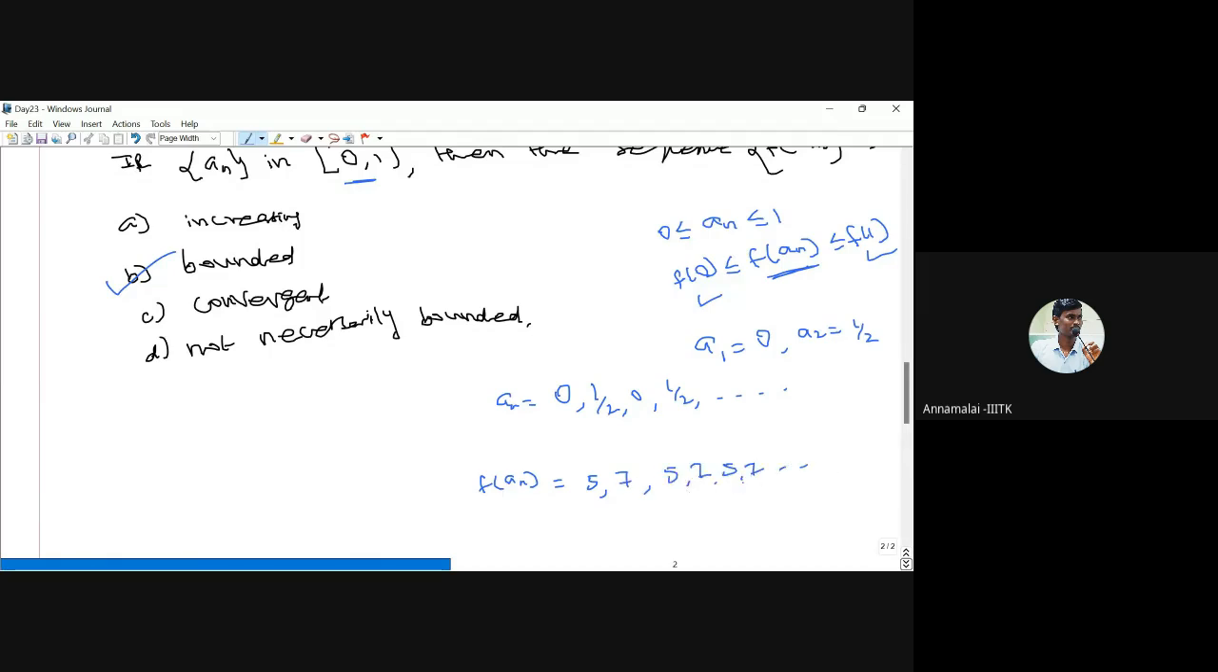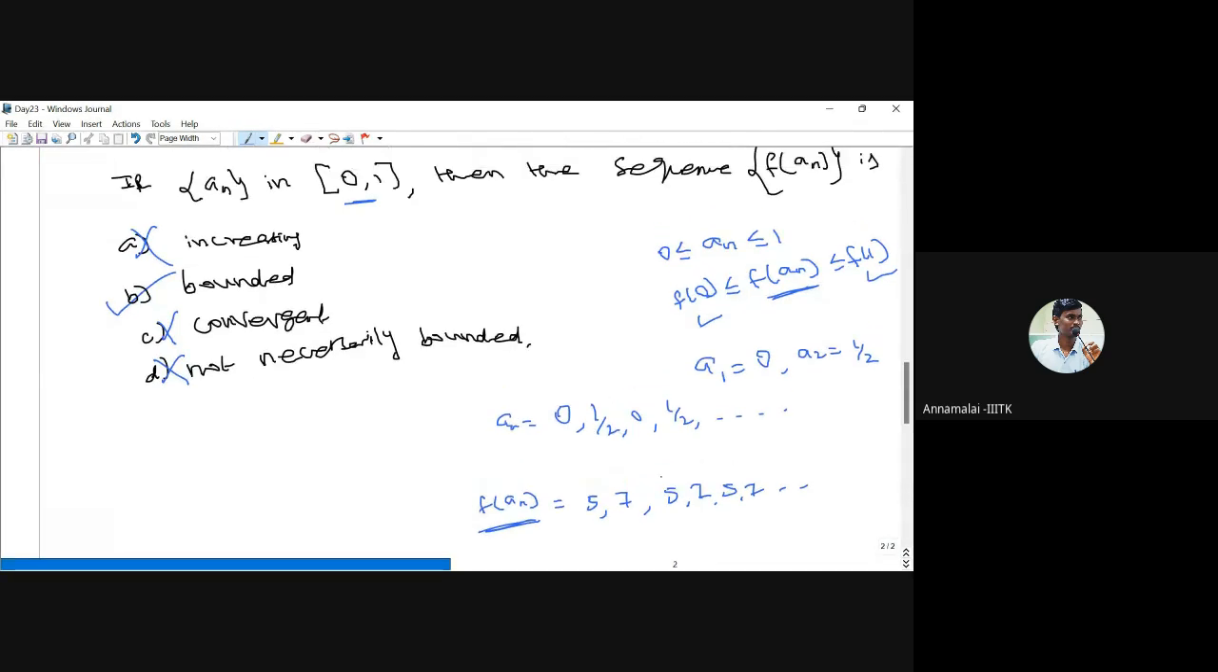So we cannot say it is increasing; it is neither increasing nor decreasing. Again, this is not convergent. f of an is an alternating sequence again, so it is not convergent, but it is bounded. The option saying not necessarily bounded is false. All others are false. The only true statement is bounded.